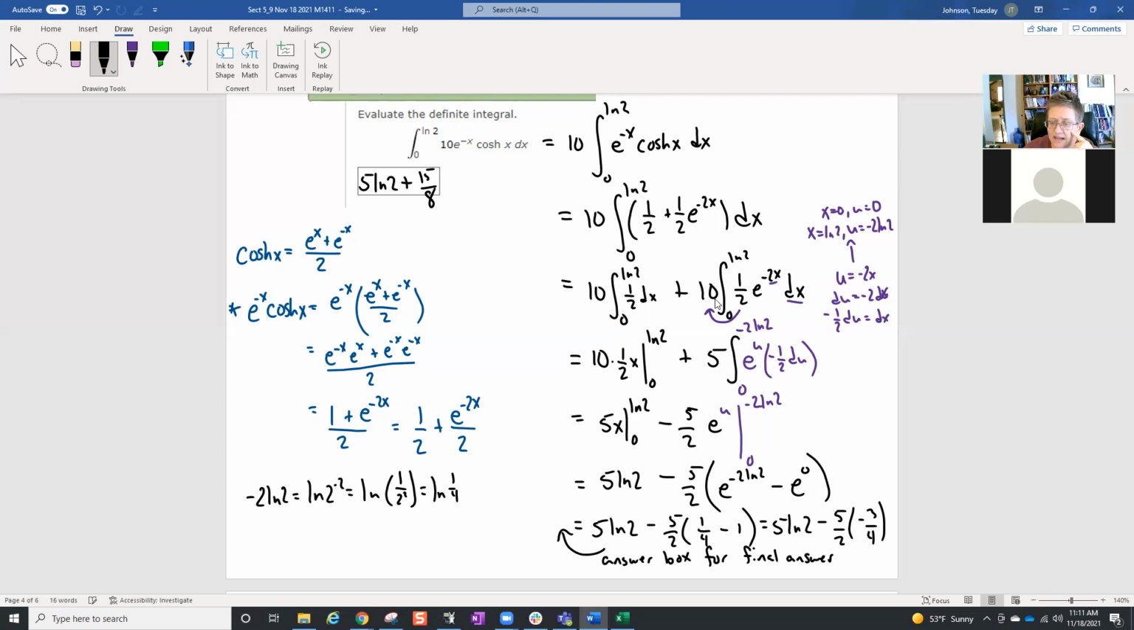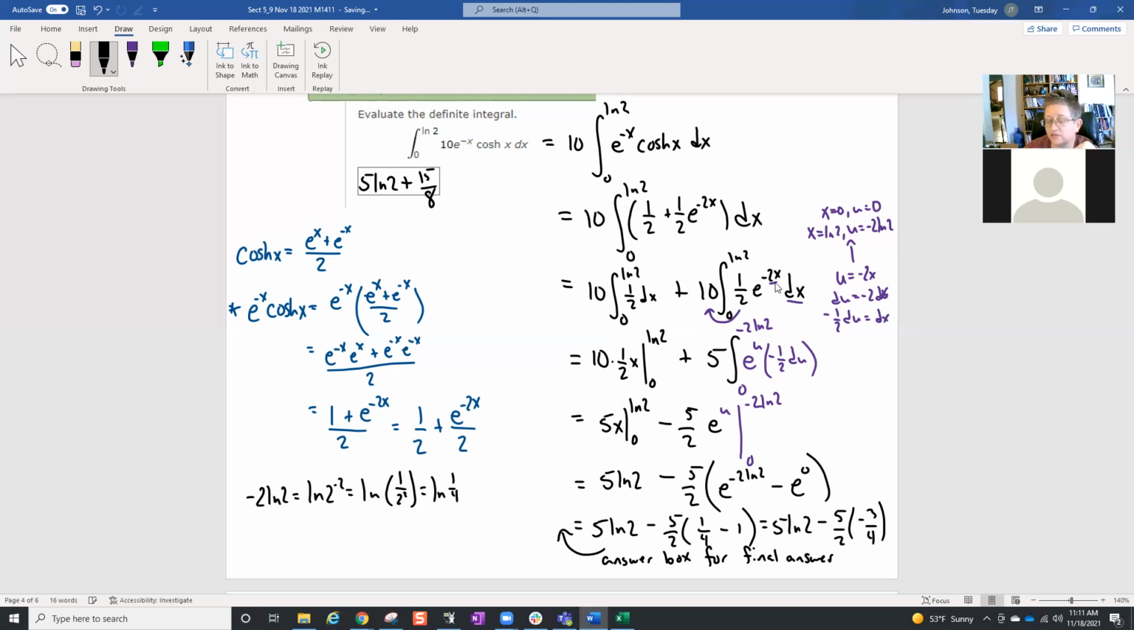Our second antiderivative. So we have the 10 still, and then we have the 1/2 e to the -2x dx. I could take that 1/2 out and get a 5. Definitely, because I have other stuff going on. It's my only number, I'm not too concerned about it. But if I have other stuff going on, I get my coefficients out of it.